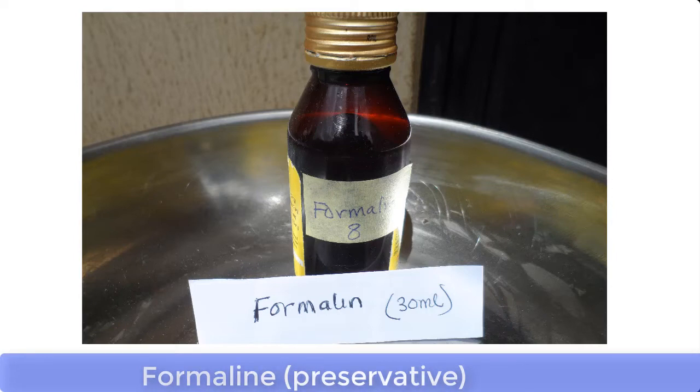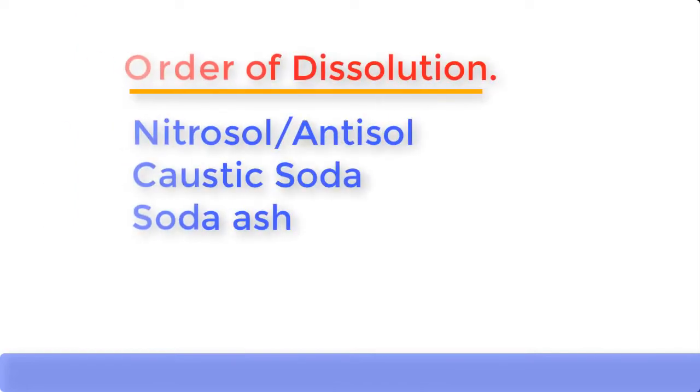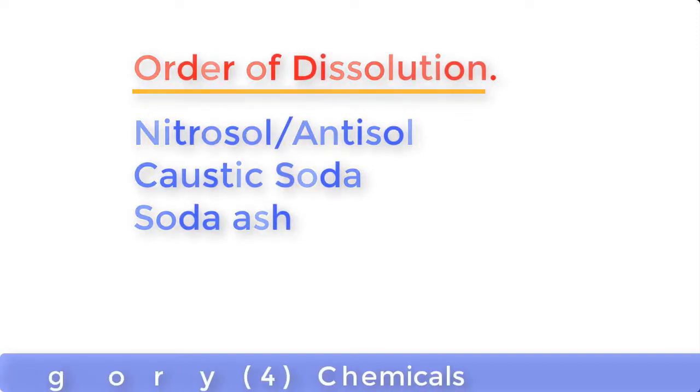Please note that you will have to dissolve these chemicals in the order that I have listed above. If you miss the order, you will not get a good quality soap. Hence, it has to be in this particular order. Nitrosol or Antisol, that is number 1, number 2 is caustic soda, and number 3 is soda ash. And the fourth group of chemicals, which I said in this category, order is not important.